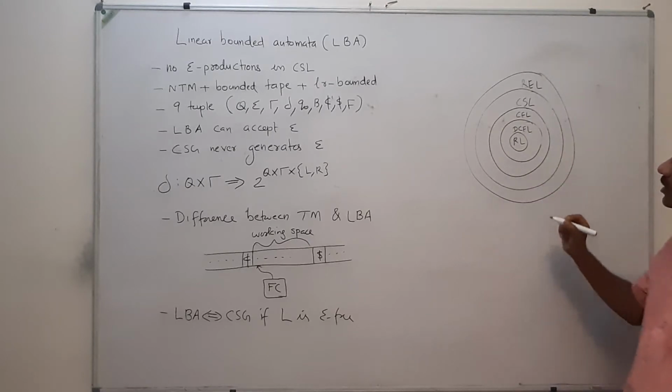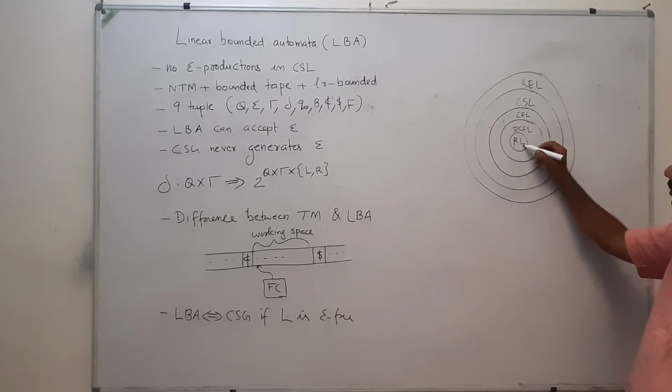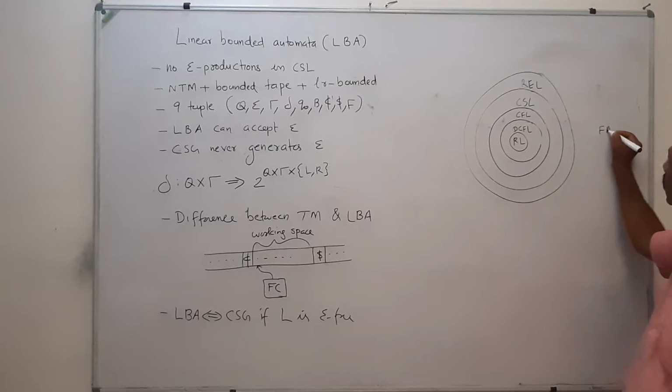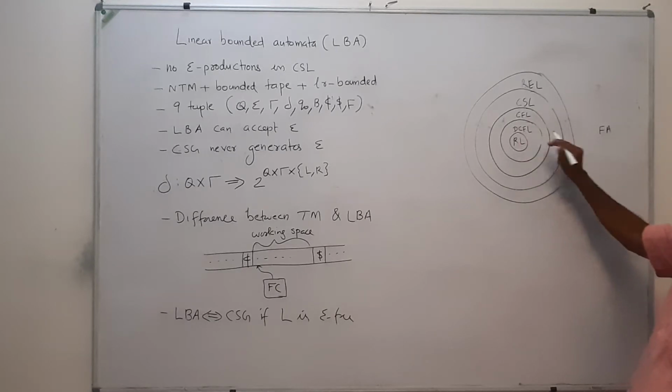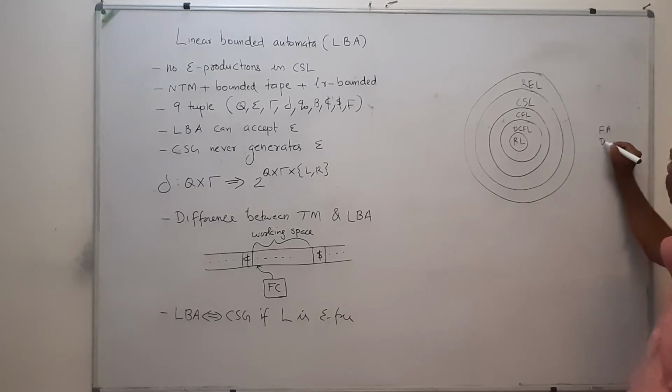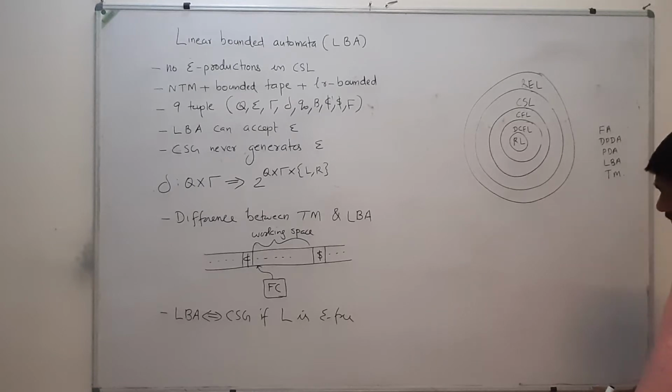Okay, that means a regular language is accepted by a finite automaton, a DCFL is accepted by a DPDA, a context free language is accepted by a PDA, a CSL is accepted by an LBA or linear bounded automaton, and a recursively enumerable language is accepted by a Turing machine.